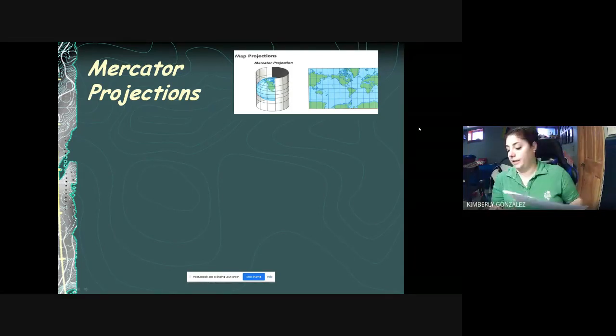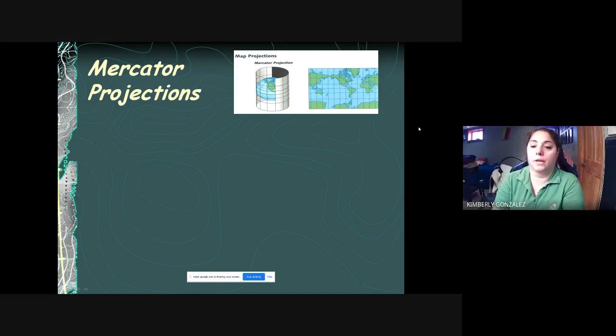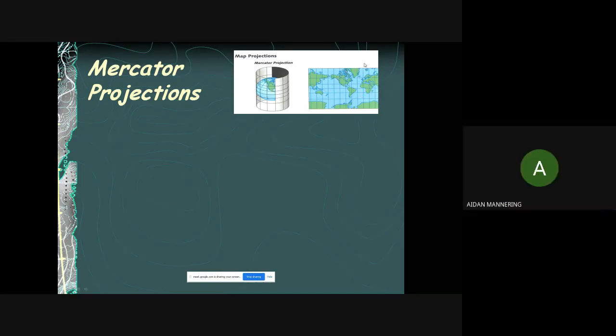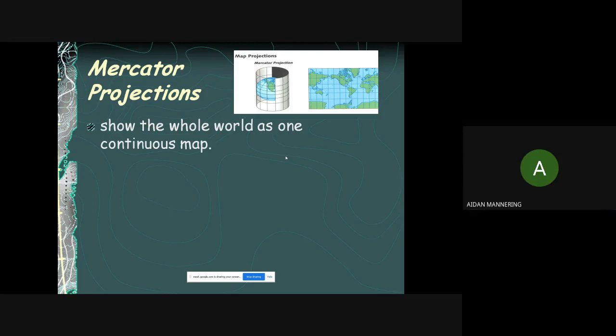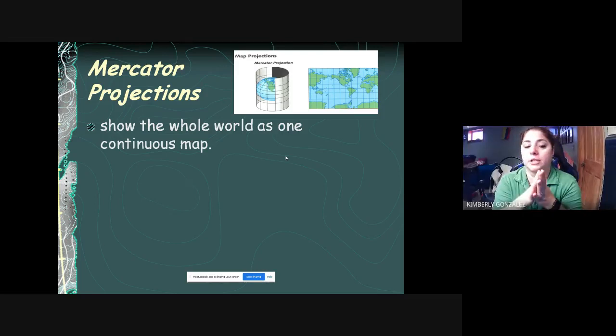But when you unpeel it, you actually distort what you're looking at. It goes from being a true size to now being on a flat map. It gets completely distorted. Something you want to notice in this map up here is that Greenland looks like it's the same size as North America, and it's really not. So what is a Mercator projection? It basically shows the world as one continuous map.